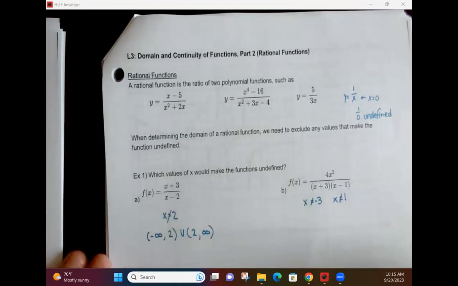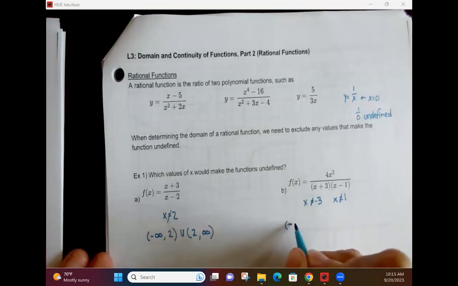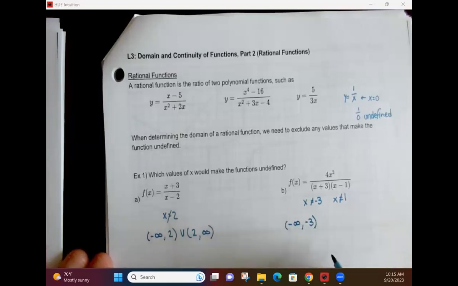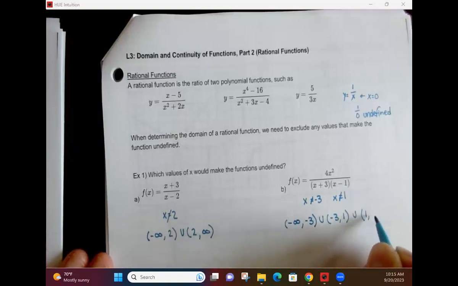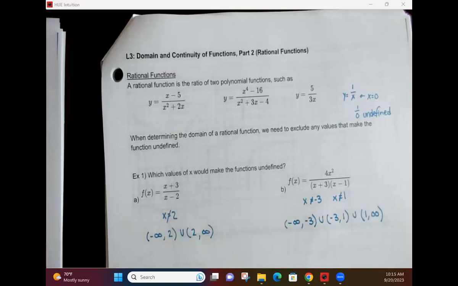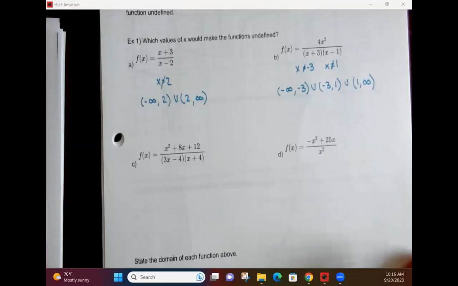When I set up my domain then, I can have negative infinity up to negative 3, and then negative 3 to positive 1, and then 1 to infinity. I have to exclude negative 3 and 1 from the domain. Can't have them. Weird stuff happens. We'll talk about what weird stuff happens in a little bit. But for right now, I just want us to recognize I can't have them. They'd make the denominator 0.